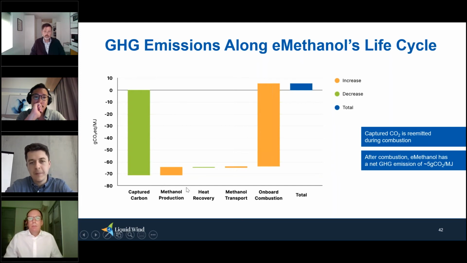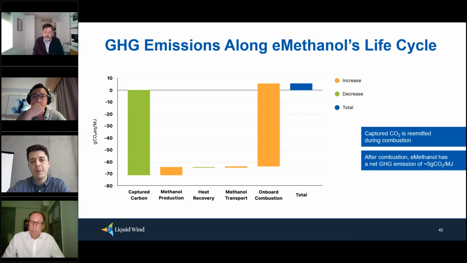In our process, we do have some recovery of emissions because we feed excess heat into a district heating network, which can be added as a credit because we're replacing other production. Then we're also including the methanol transport and then the onboard combustion, which brings it back to slightly net positive emissions of about 5 grams CO2 equivalent per megajoule in our case. And this is again using electricity at 6.5 grams CO2 equivalent per kilowatt hour.